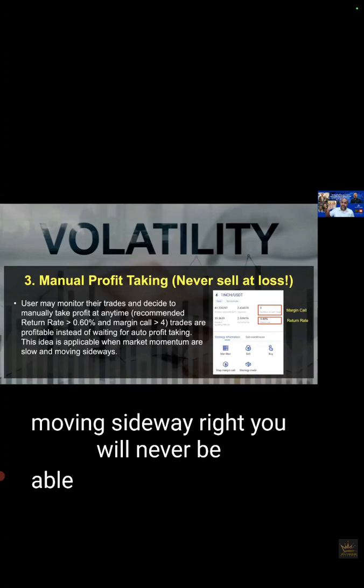Remember guys, understand that the bot will never close your trade at a loss, and we will never encourage you to sell at a loss unless you want to go ahead and sell it at your own discretion. But as the market is moving sideways, please understand, the bot will not be able to trigger profit. But if you can see the return rate at a certain rate, let's say for example above 0.6, 0.7 or 0.8, do you know that you can manually take profit?